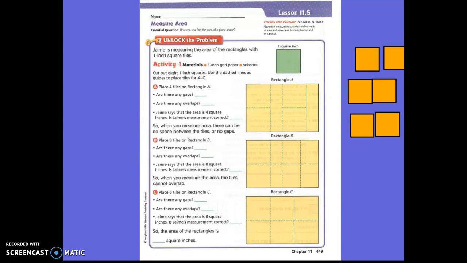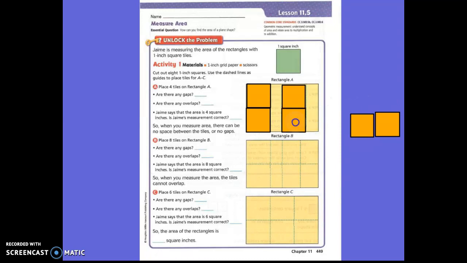Part A. Place 4 tiles on rectangle A. Here is rectangle A. It says place 4 tiles on it. Are there any gaps? Yes. Yes, on the line. Are there any overlaps? No. Overlaps means the squares go on top of each other. No. Okay, so right now.